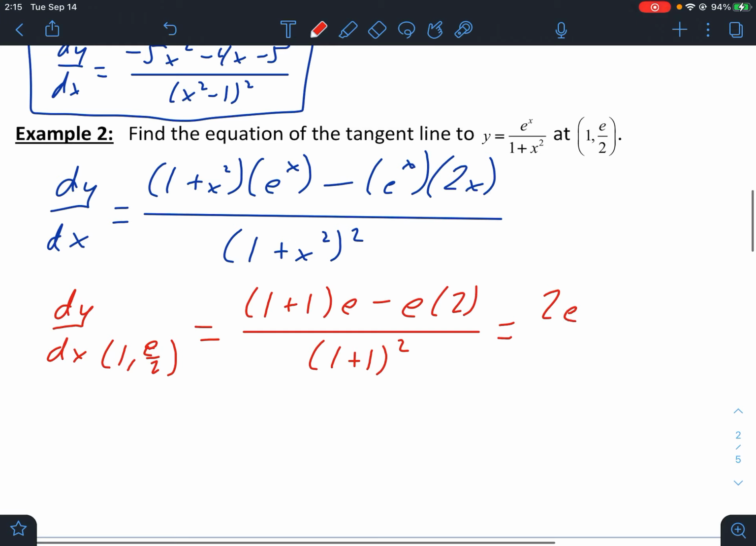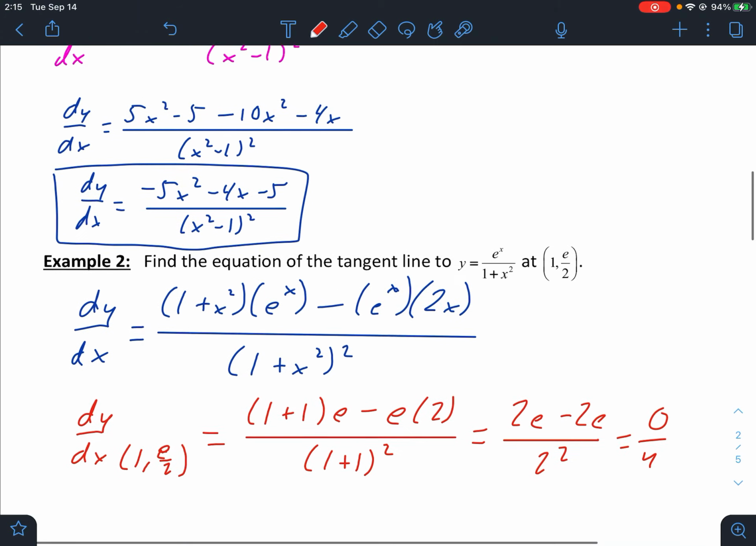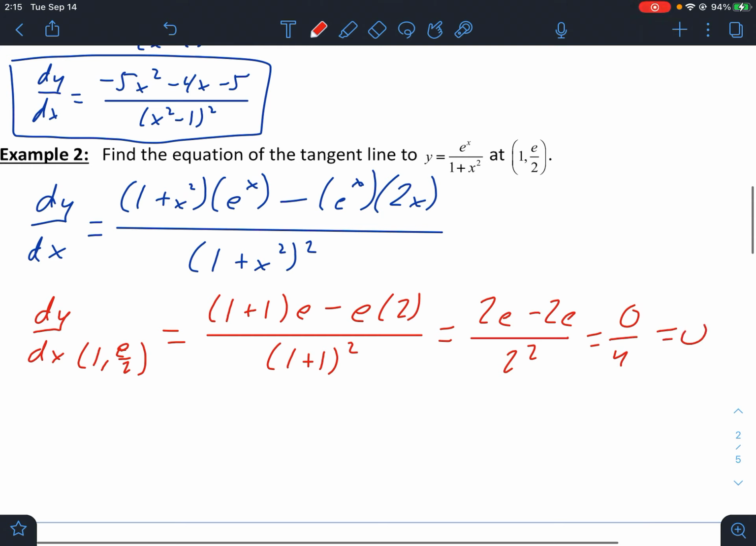That gives us 2e minus 2e over 2 squared, which is 0 over 4, or 0. So that means our slope would be 0 at that point.